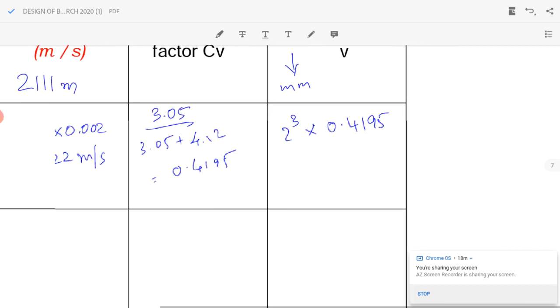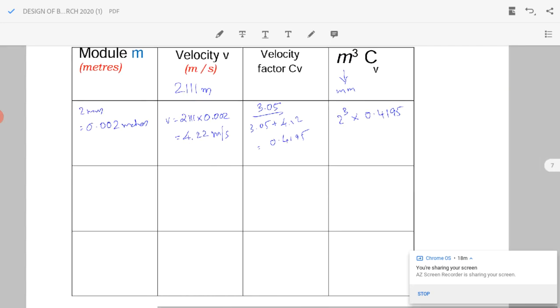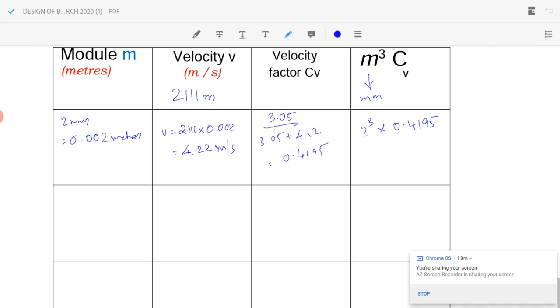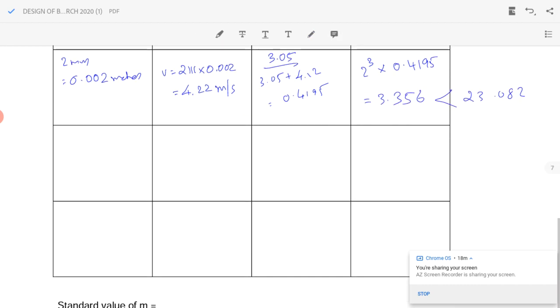Equal to 3.356. So our required value was 23.082. This value is lower, so 2 mm is not safe. We'll go to the next higher value. I'll take 4 mm, equal to 0.004 meters. So my velocity will be equal to 8.44 meters per second.